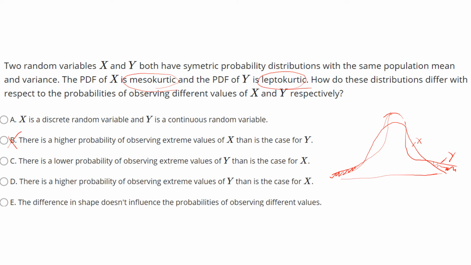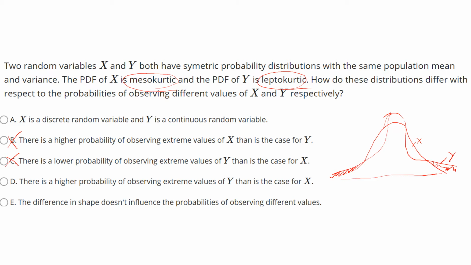There's a lower probability of observing extreme values of Y than is the case for X, saying the exact same thing as B. There's a higher probability of observing extreme values of Y than is the case for X. That sounds better. The difference in shape doesn't influence the probabilities of observing different values. Okay, E, unlikely to be true. Okay, so that's the approach to this question.